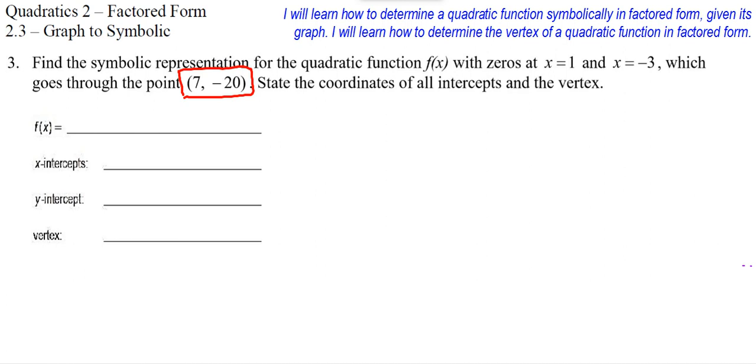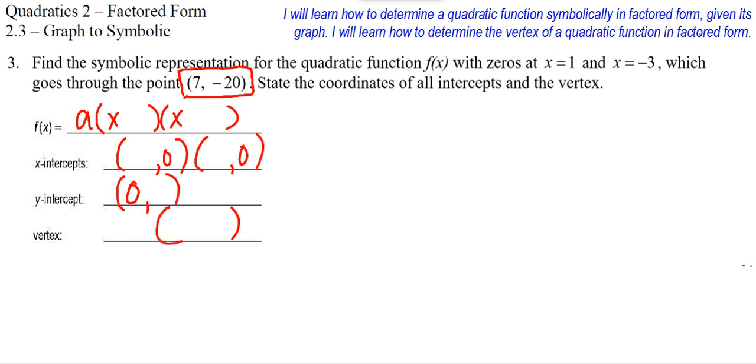We do not have the y-intercept. We do not have the vertex because the graph is not there. All we are given is just the zeros, just the x-coordinates of the x-intercepts. But still, we can do that, right? So we have (x, 0), (x, 0), and (0, y). I don't know the vertex yet, but I know that the x of the vertex is the first x plus the second x divided by 2.